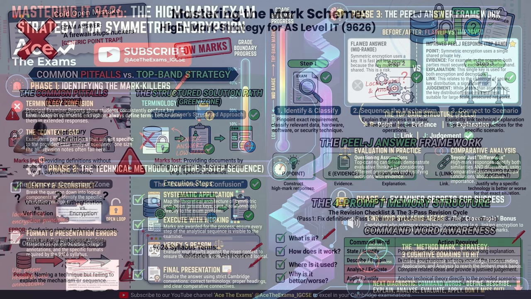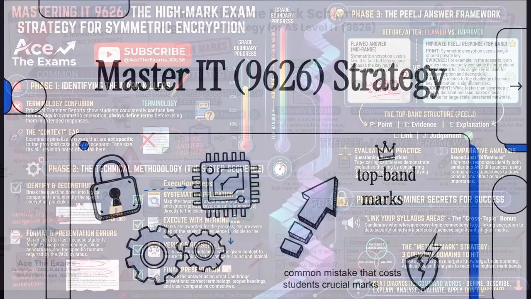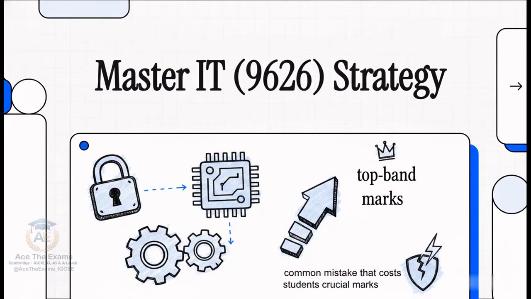Imagine losing a whole grade boundary before you even finish reading the question. That's exactly what happens when Cambridge IT students tackle symmetric encryption. Today, in this explainer for Syllabus 9626, we're going to reverse engineer the examiner's mindset, fix that fatal flaw, and secure those top band marks you actually deserve.